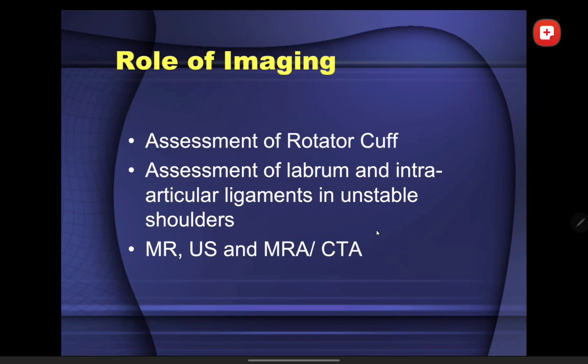So the role of imaging in shoulder primarily is, number one, to assess the rotator cuff, which is all these four tendons, and to assess the labrum, especially if the shoulder is unstable. Of course, these are the two important things. Now, there are two important things that patients clinically present with. One is impingement, and the other is instability. So how do you diagnose them? Impingement is a clinical diagnosis. Instability is also a clinical diagnosis, but there are underlying causes, structural things that you can pick up on imaging.